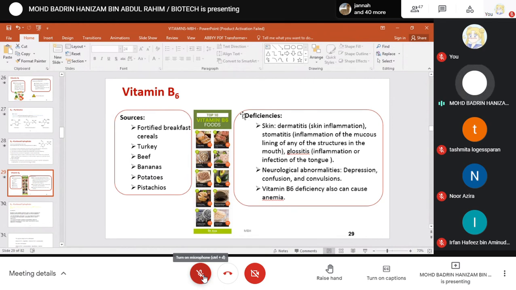So how about the deficiencies of vitamin B6? For skin, dermatitis, you can read here. Because it's important in synthesis of 5 neurotransmitters, you can have neurological abnormalities when you have vitamin B6 deficiency: depression, confusion, convulsion. Vitamin B6 deficiency can also cause anemia. Why? Because it's important in order to synthesize red blood cells. So without this, you can have anemia.